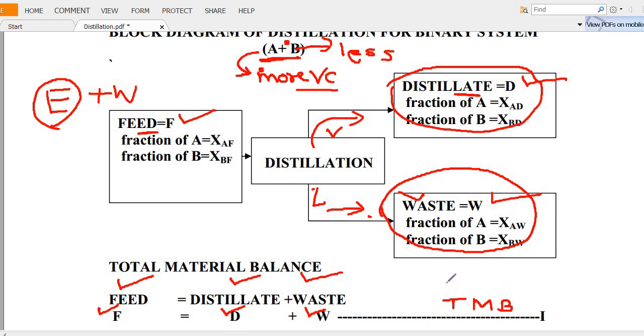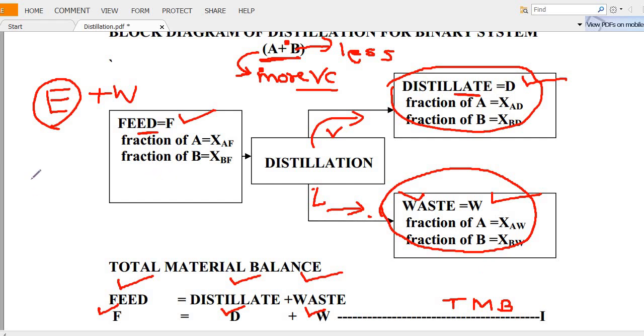Okay, this is called total material balance, that is feed is equal to distillate plus waste. Feed is equal to distillate plus waste. So this is our total material balance equation.